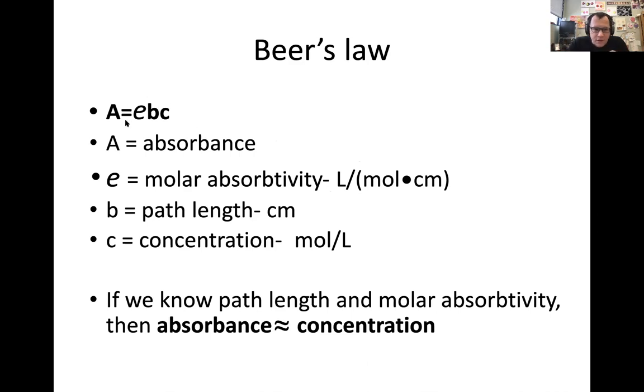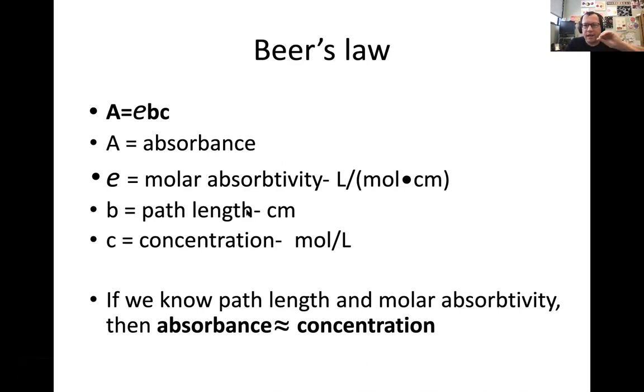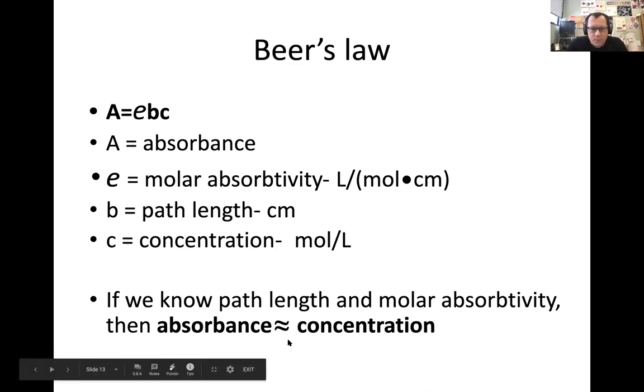And so we can rearrange all of this, right? We can get the concentration over by itself, and bring the E and the B over to the A side. So if we know how much light gets absorbed in a really small path length of DNA specifically, this would refer to DNA specifically, this would refer to the path length, this is how much gets absorbed, we know what our concentration is. Essentially, for DNA in a specialized machine like a nanodrop, our absorbance is directly proportional to concentration.